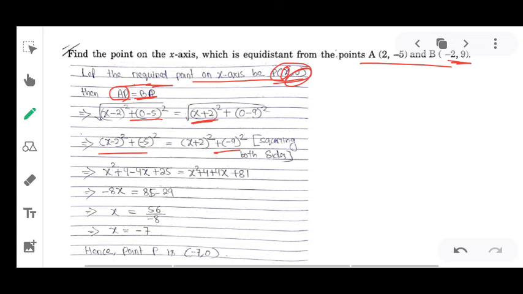Okay, now (x minus 2) whole square will be x square plus 4 minus 4x, and (minus 5) whole square is 25, and (x plus 2) whole square will be x square plus 4x plus 4, and (minus 9) whole square is 81. Okay, now when you solve this one, we will get x equal to minus 7. Okay, so the point P is (-7, 0).